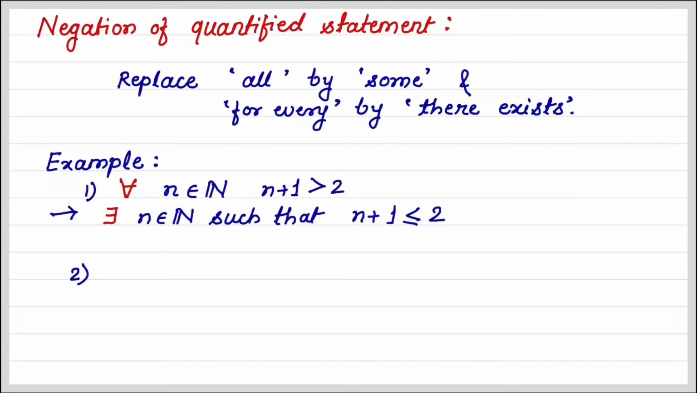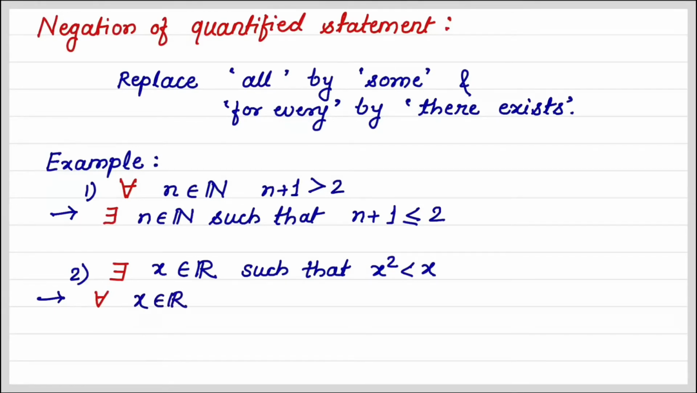Second statement: there exists x belonging to R such that x square is less than x. Here the quantifier used is "there exist", so it is replaced by "for every": for every x belonging to R. Now write the negation of x square less than x. It is x square is greater than or equal to x. Good. We have completed negation of compound statements.